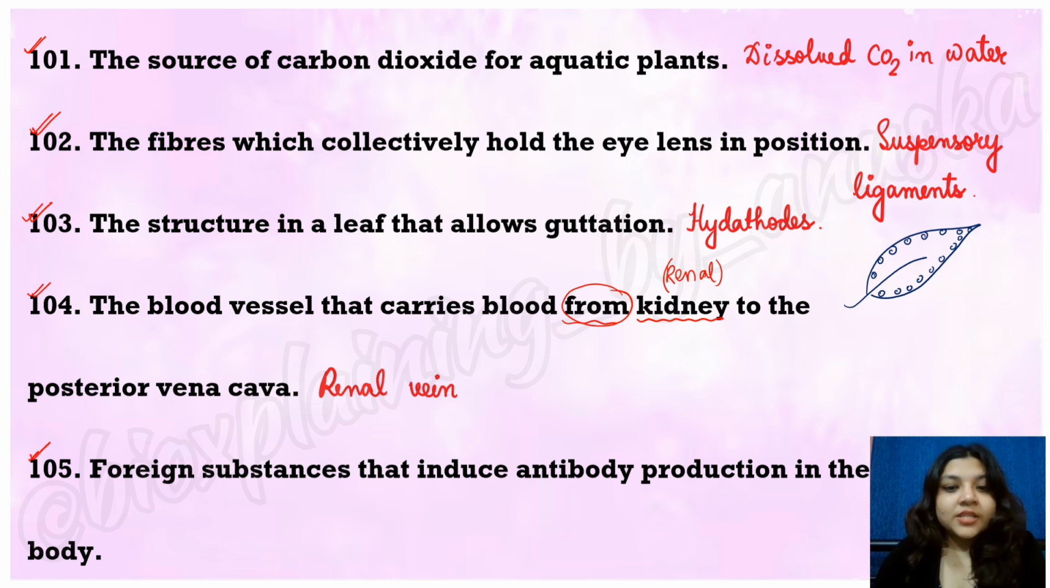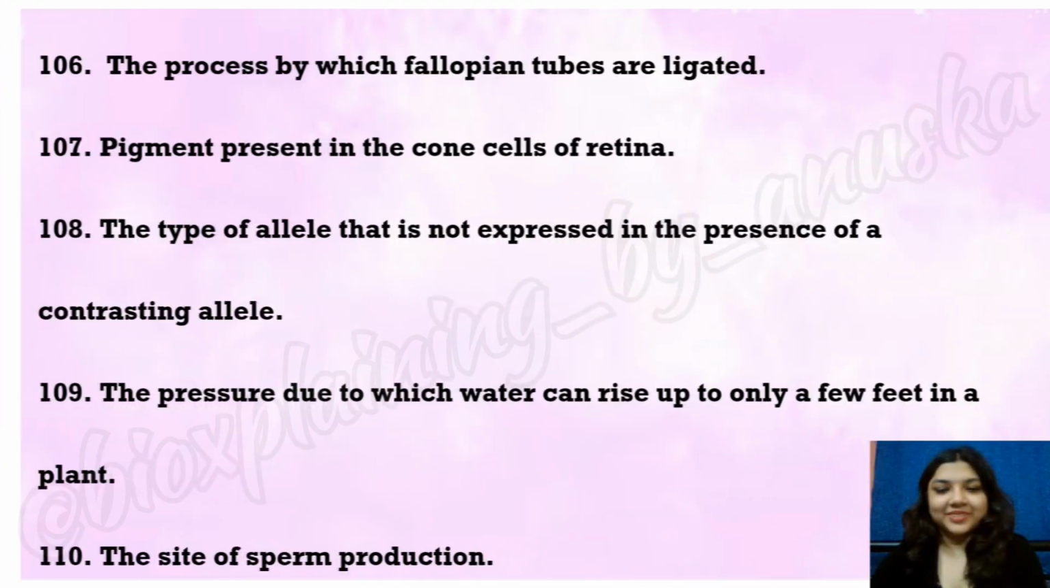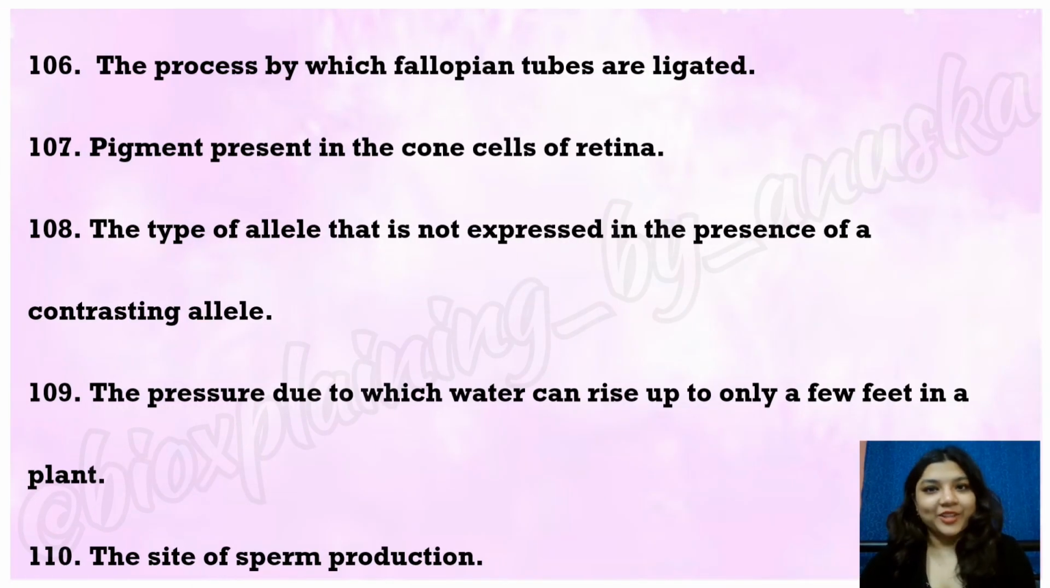Foreign substances that induce antibody production in the body. These are antigens. The antibodies will be working against the antigens in order to kill them. The next set of questions are on the screen.